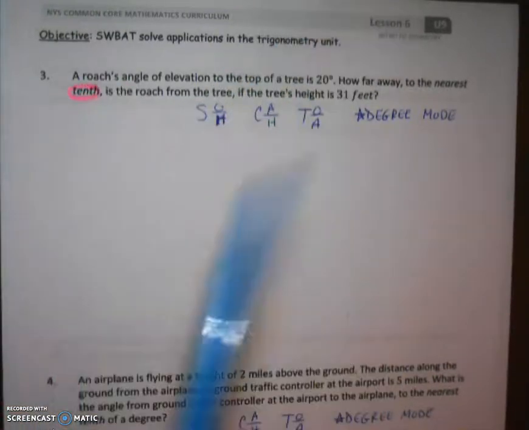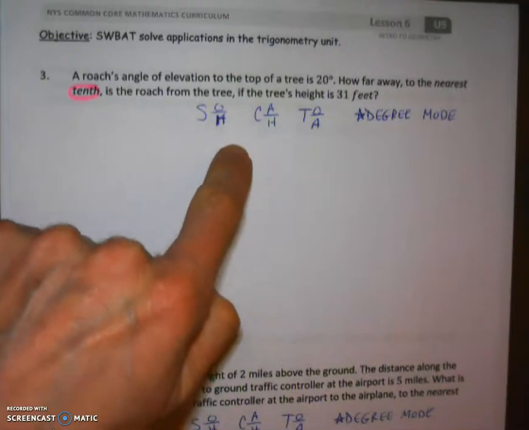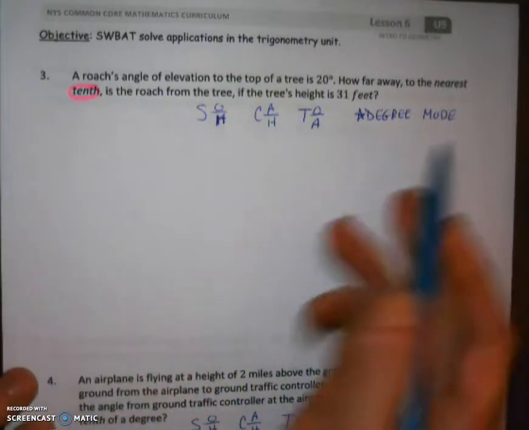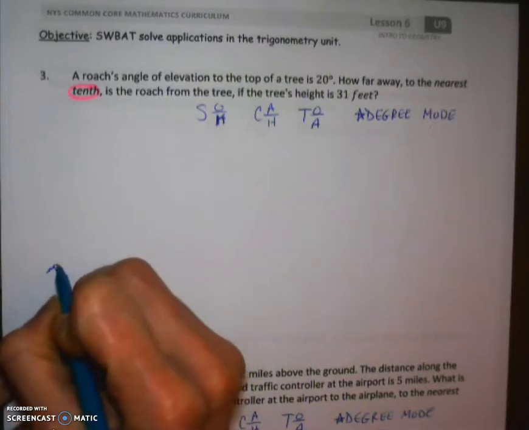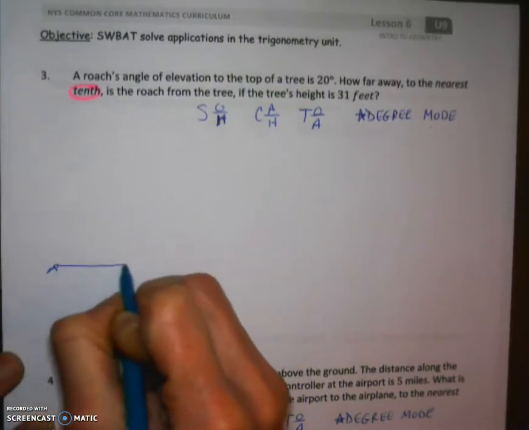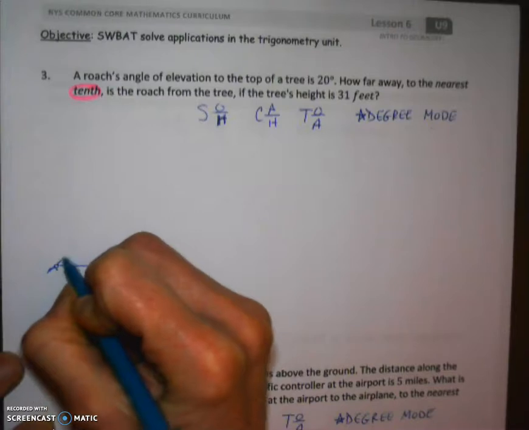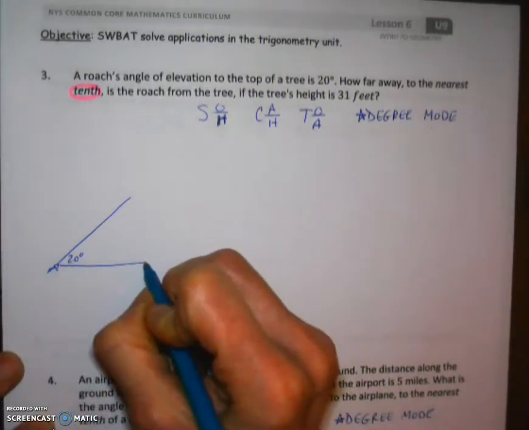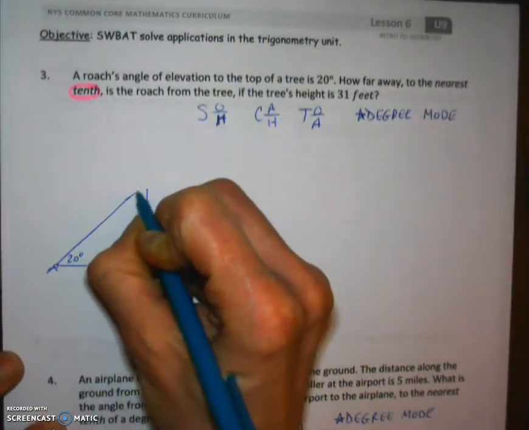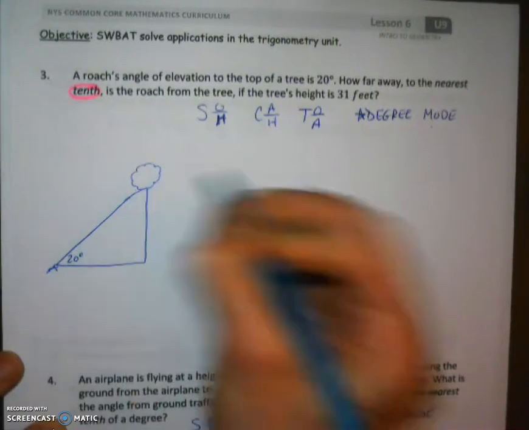So I like to start out with my formulas to remind myself I'm using trigonometry. Make sure you're in degree mode. So I'm going to use my fantastic artistic skills here and draw you guys a little roach. And the roach is looking up. So the horizontal line looking up is 20 degrees. And he's looking at the top of a tree. Here we go. So you can see my great artistic skills here.